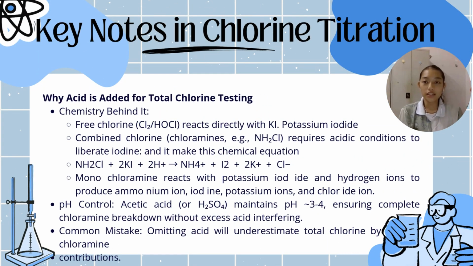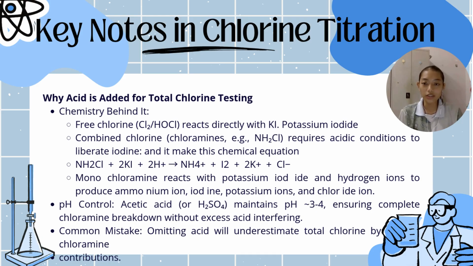The reason why acid is added for the total chlorine test: the chemistry behind it. Free chlorine reacts directly with potassium iodide. Combined chlorine requires acidic conditions for liberating iodine, and makes this chemical equation. Monochloramine reacts with potassium iodide and hydrogen ion to produce ammonium ion, iodine, potassium ion, and chloride ion.